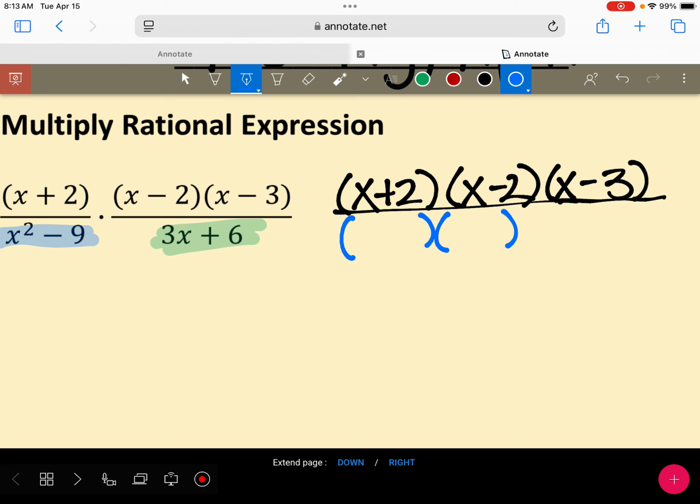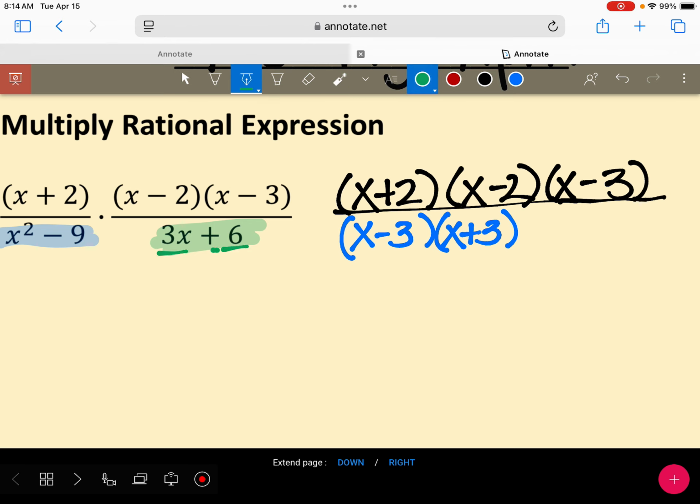So what would that factor down to? Anybody know what x squared minus 9 factors down to? It's a pattern. Yep, x minus 3, x plus 3. And then what I have highlighted in green, the only thing we could do here is take out our GCF. And what can I divide out of 3x plus 6? 3, good job, thank you.